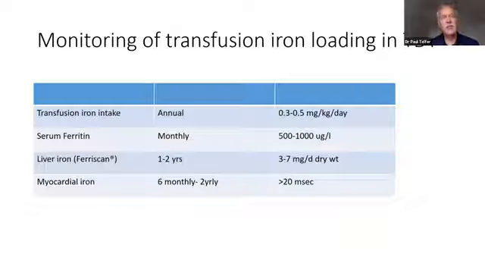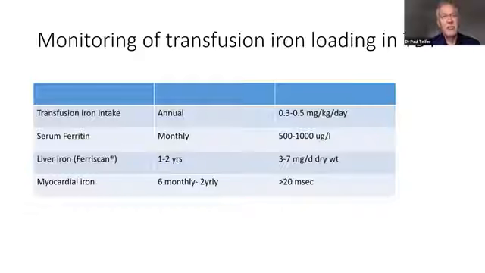Myocardial iron, the frequency will depend on the patient and on whether there is myocardial iron there or not. So for a patient who persistently doesn't show any myocardial iron, so with a T2 star above 20 milliseconds, it's probably not necessary to do the scan every year, and every 2 years would be quite okay.